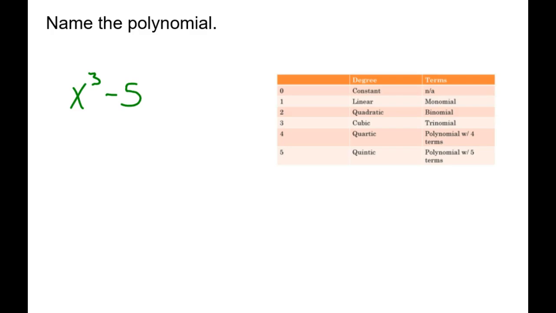In this example, we want to name the polynomial by the degree and the number of terms. So looking at the degree, we're talking about the highest exponent on a variable, which in this case is 3. So if the degree is 3, it's a cubic. We look at the number of terms. We have 1, 2 terms, so it's going to be a cubic binomial.